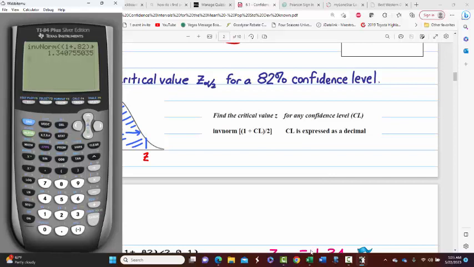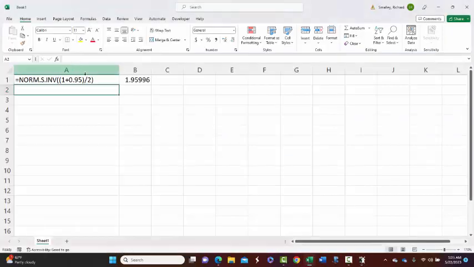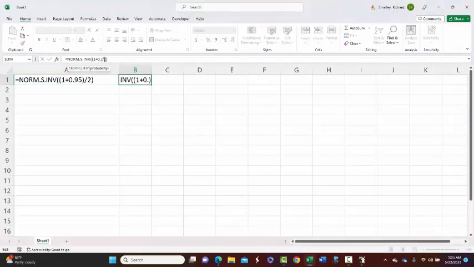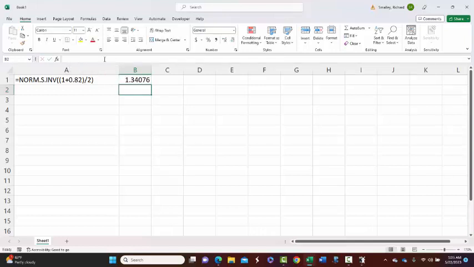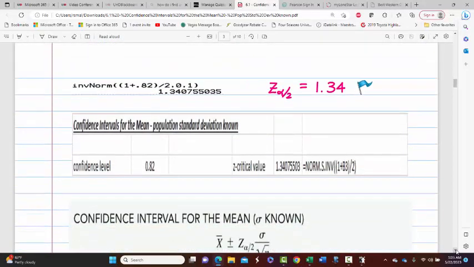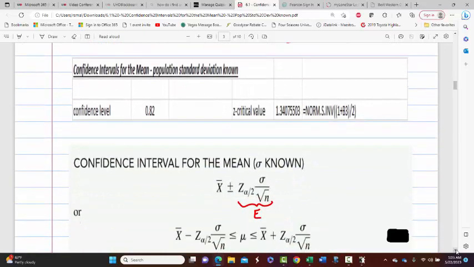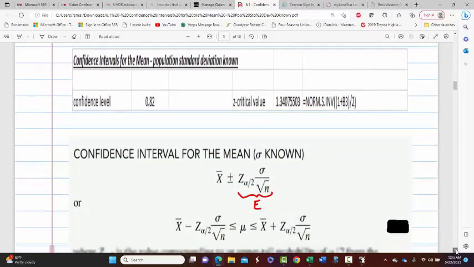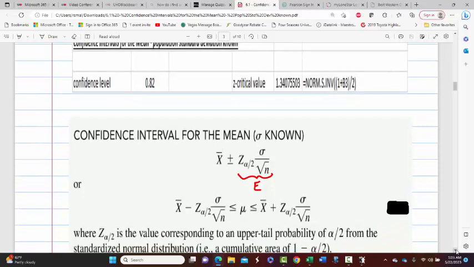In Excel, I can just change this command, the same thing, to 0.82. Hit enter. 1.34. That should be our answer, 1.34. Actually, when I bring up this Excel file here in a minute, we may not even have to do it this way anymore.